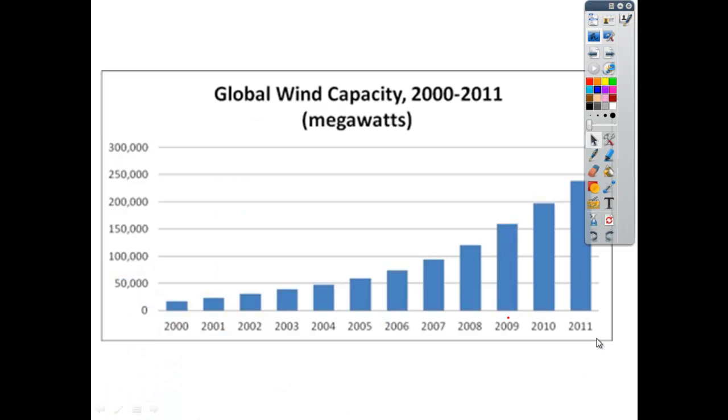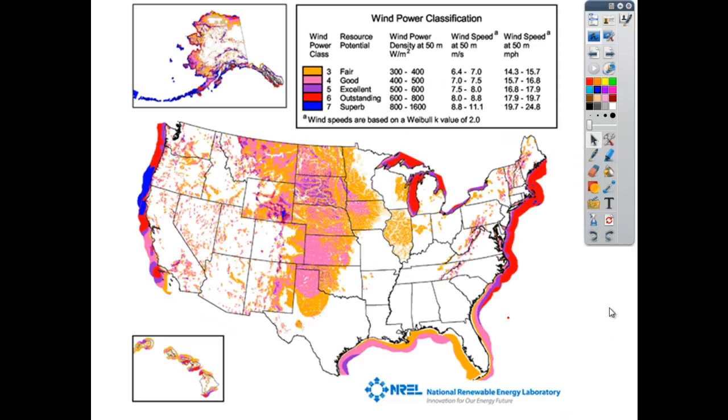All right, how much have we been creating worldwide? And you can see every single year just more and more megawatts coming out of wind. So you can see why, just by that diagram, it's one of the fastest growing. Where in the United States can we use wind? Well, this is probably one of the best maps I've ever seen, showing you the potential.